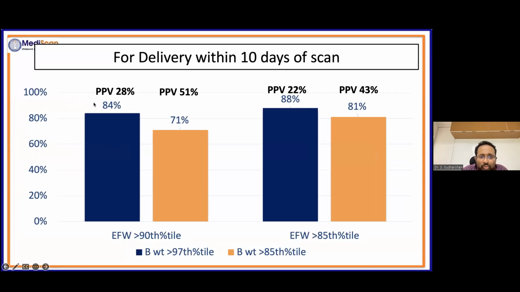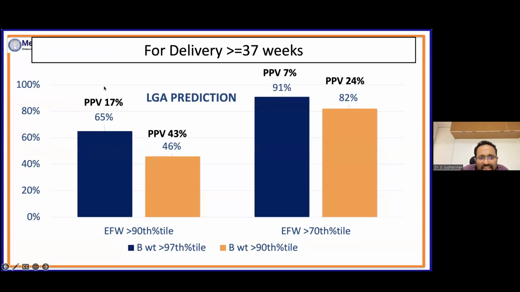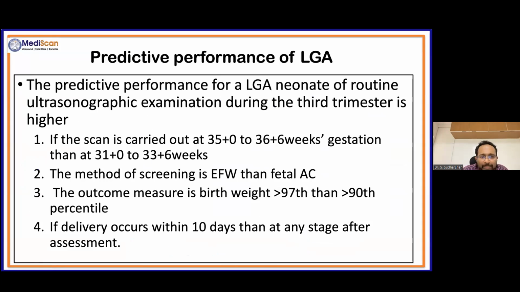But what is more stark is this: when you use the same parameter of EFW 98th centile, but get the scan within 10 days of delivery, say if you have a scan at 37 to 38 weeks, then your prediction improves from 65% to close to 85%.